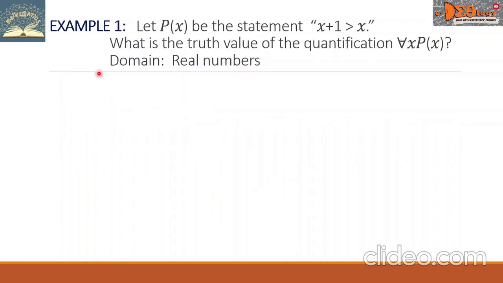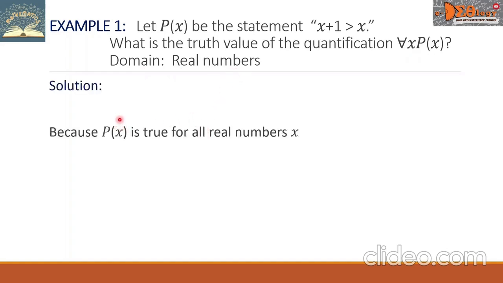Let's have example 1. Let p of x be the statement x plus 1 is greater than x. What is the truth value of the quantification for all x, p of x? The domain here is the real numbers. Because p of x is true for all real numbers x, the quantification for all x, p of x is true.